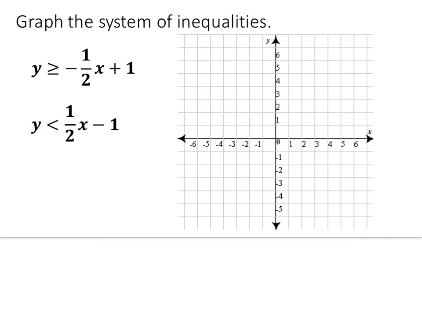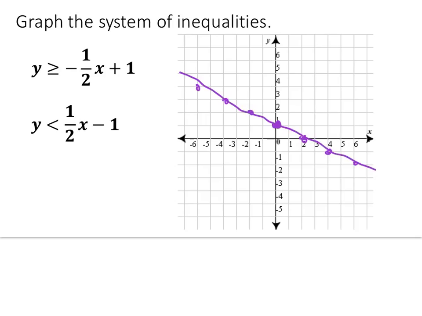And so the first one, I'm starting at positive 1, which is here. And I'm going down 1 to the right 2. So down 1 to the right 2, I'm going to have a point there. Down 1 to the right 2, a point there. I'm also going to go the other way. Go up 1 to the left, up 1 to the left, up 1 to the left. And then because it's equal to, I'm going to have a solid line connecting all of these points.